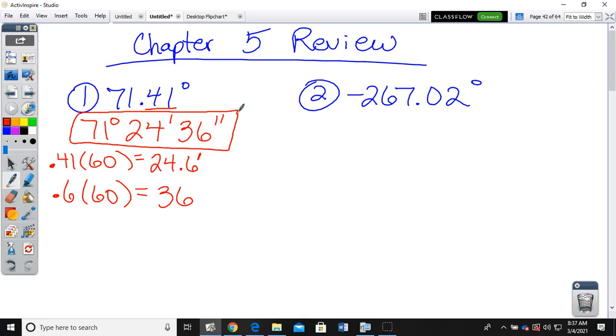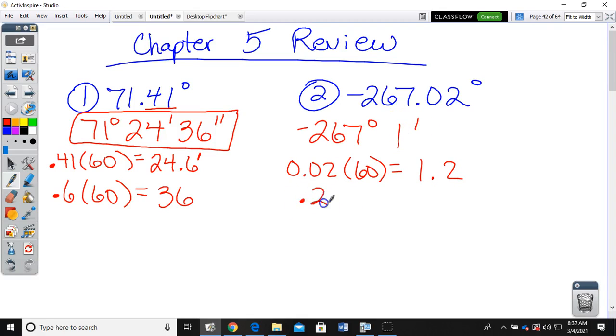So number 2, I know it's going to be negative 267 degrees. I take the 0.02, multiply that by 60. What do you get? 1.2. So that's 1 minute. And I take the 0.2 and multiply it by 60. And what is that? 12.